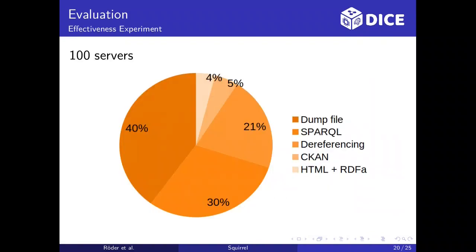In an experiment to measure the effectiveness of the working crawlers, which are Squirrel and LD Spider, we created a synthetic data web comprising 100 servers. 40 of them offered their data as dump files, 30 of them were SPARQL endpoints, 21 of them were dereferencing servers, 5% were CKAN portals, and 4% were servers that offered HTML pages comprising RDFa data.